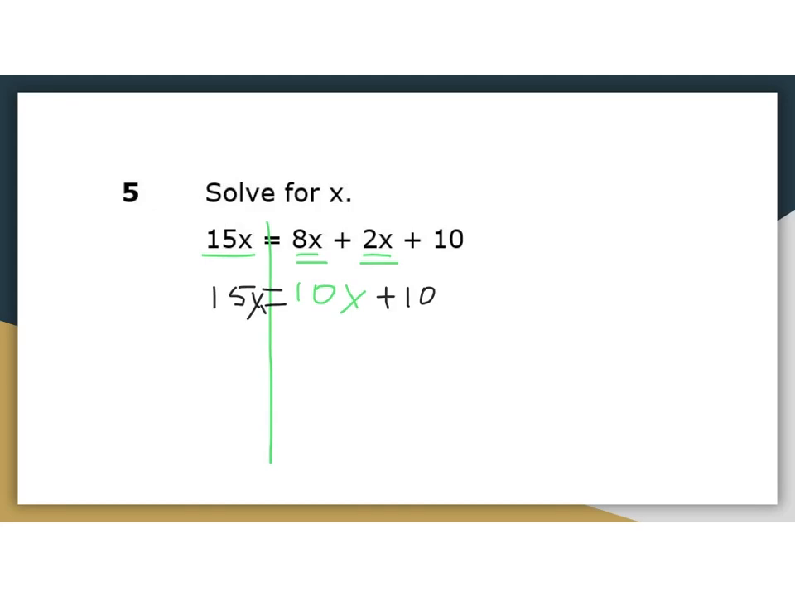Now, since the 15x and the 10x are on opposite sides, in order for them to be on the same side, one of these terms has to change, and we change it by using the inverse operations. Because I'm going to want to get the x variable all by itself, I'm going to choose to move the 10x instead of the 15x. That way I can have all my x's on the left and all my constants on the right. So in order to do that, the inverse of a positive 10x is a negative 10x.